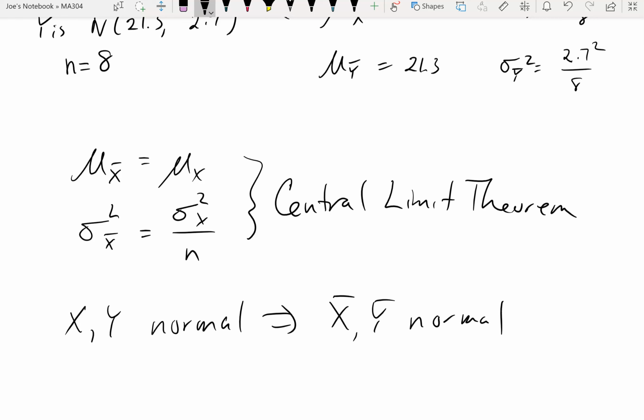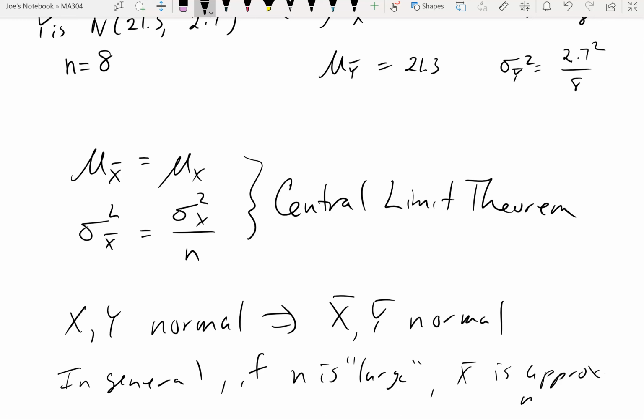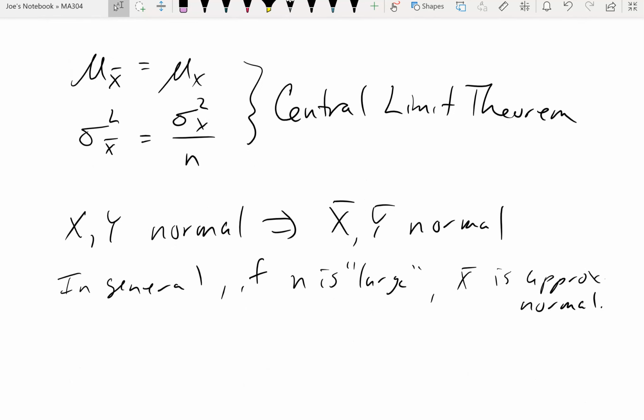All right. But for the central limit theorem, again, this says that in general, if n is large, then x bar is approximately normal. Good. Okay.